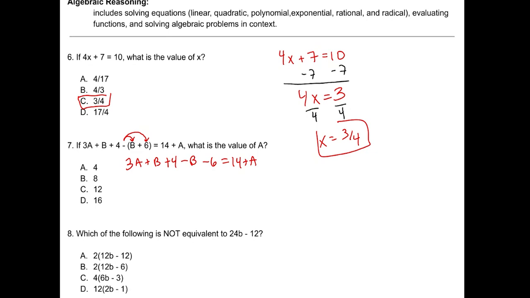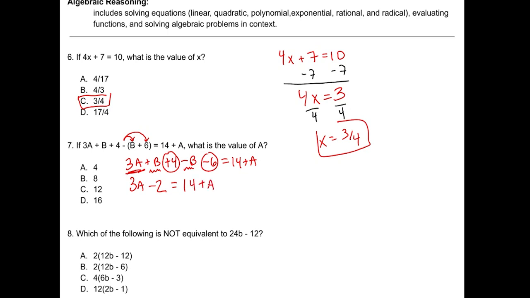Now I want to try to combine my like terms on either side of the equal sign. I'm going to be looking for a's to put together, b's to put together, and also my constants to put together. I only have a single a term on the left-hand side here, so that's just going to remain 3a. Then I'm going to combine my b's. Notice here I've got b minus b. Those are going to cancel each other out. B minus b is 0, so the b's go away. And then I've got plus 4 minus 6. That's going to be minus 2. So I get 3a minus 2 equals 14 plus a.